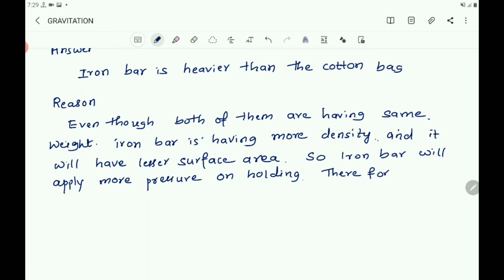Iron bar is heavier. So, even though both of them have the same weight, the iron bar has more density and it will have lesser surface area. So, the iron bar will apply more pressure on holding. Therefore, the iron bar is heavier.